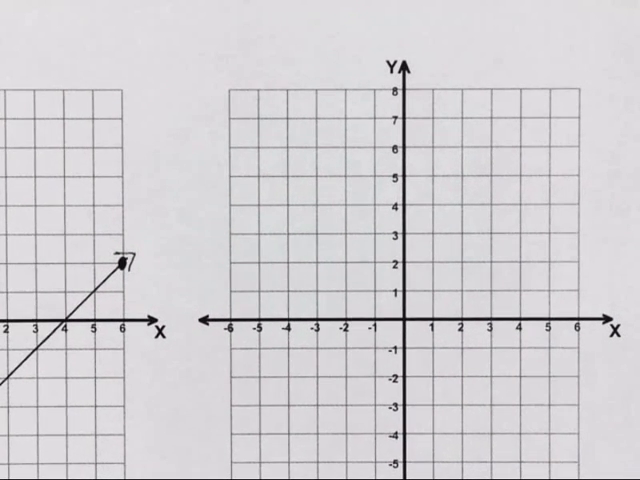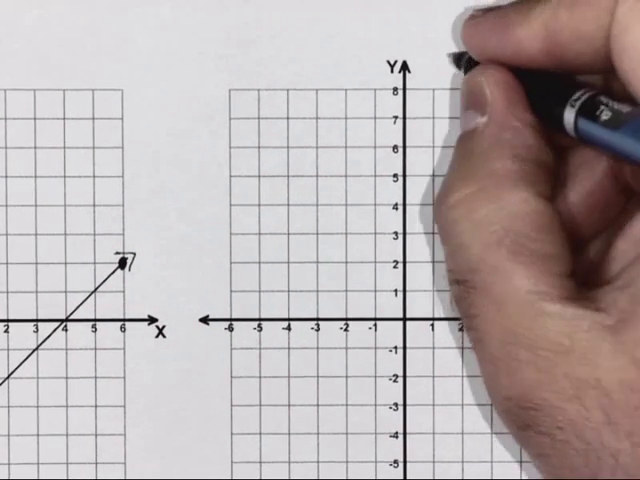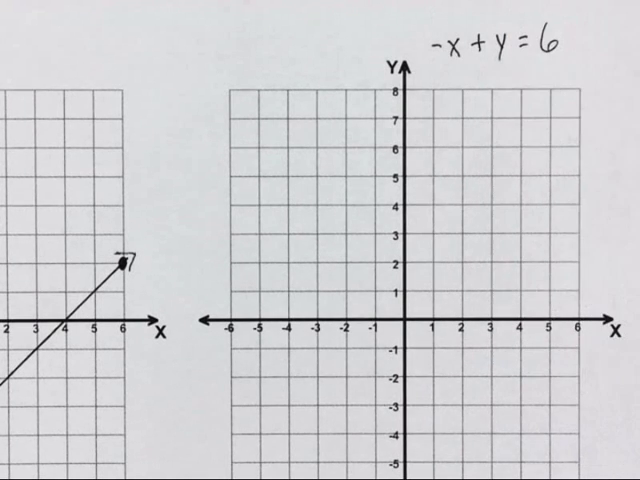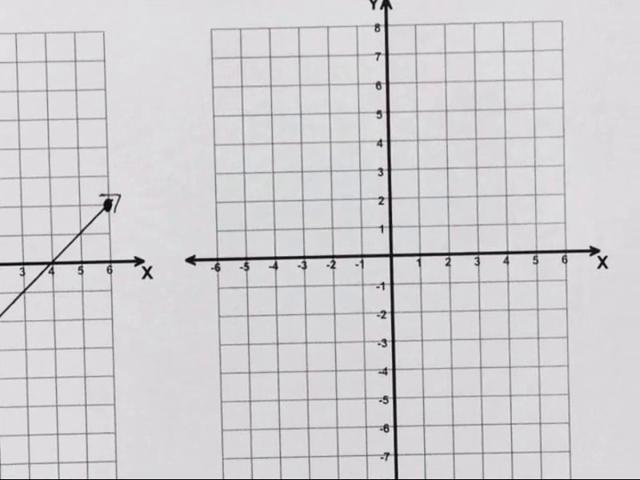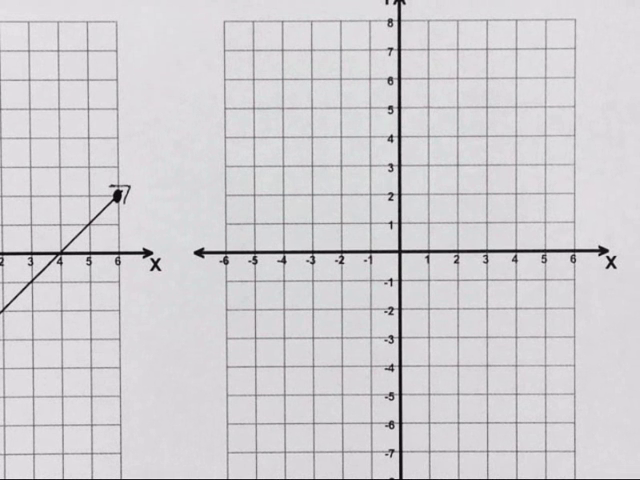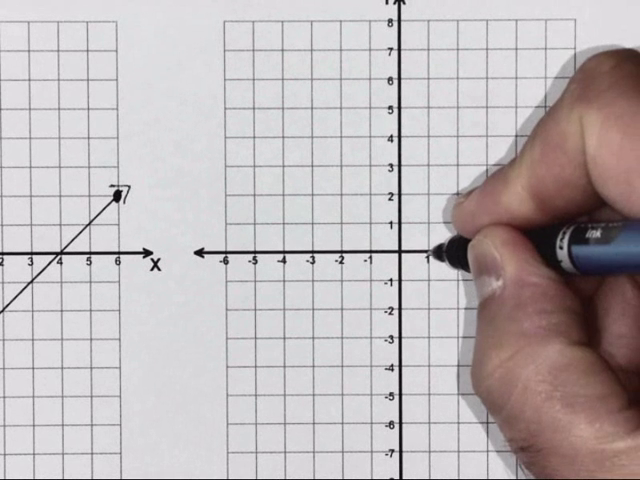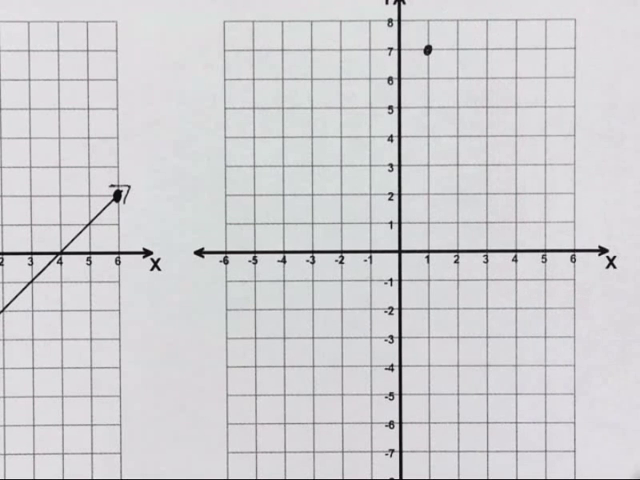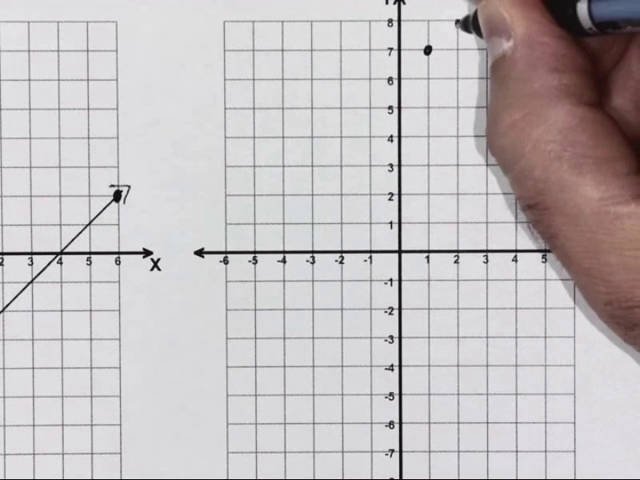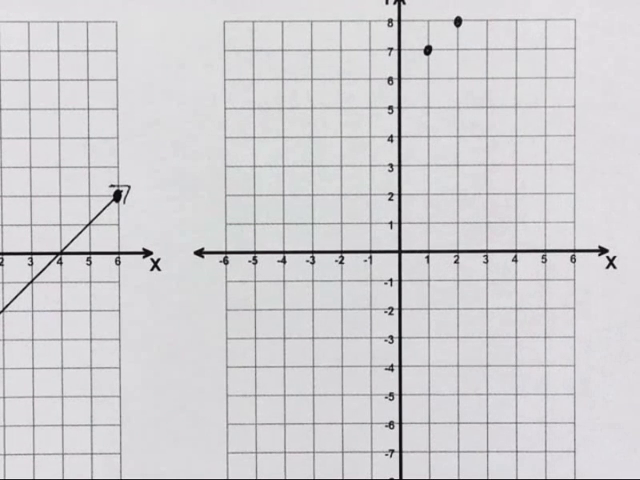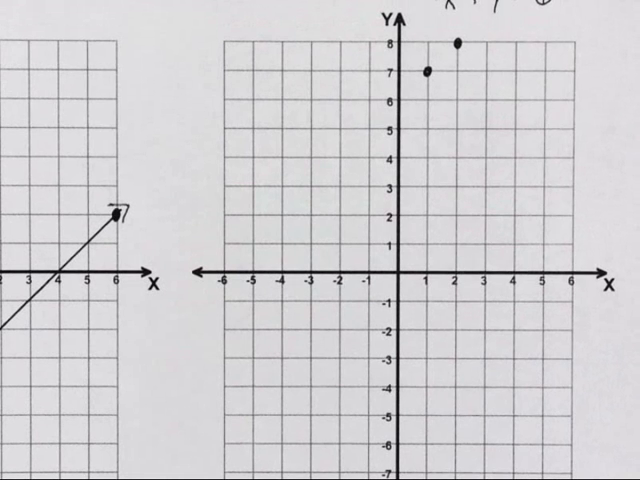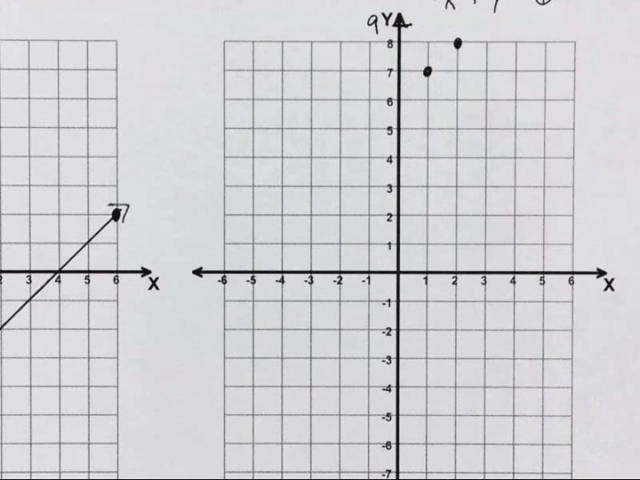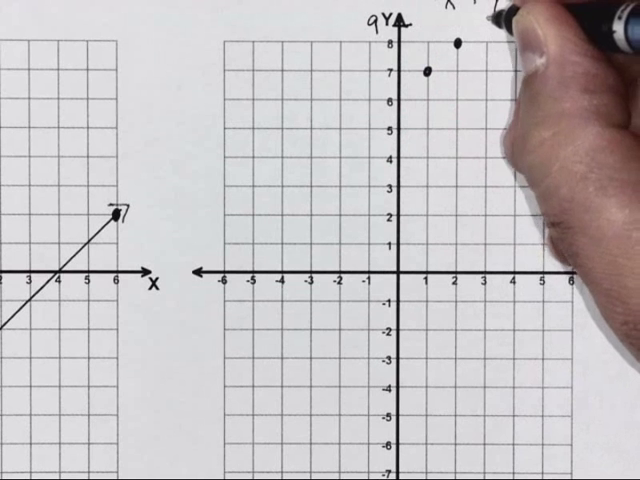okay, so this will be the graph of negative x plus y equals 6. So the 3 points that we had were 1, 7. So 1 on the x, 7 on the y, 2, 8. And of course my graph paper here is only going to 8. So I'm going to make another notch up here, which will be 9, 3, 9.